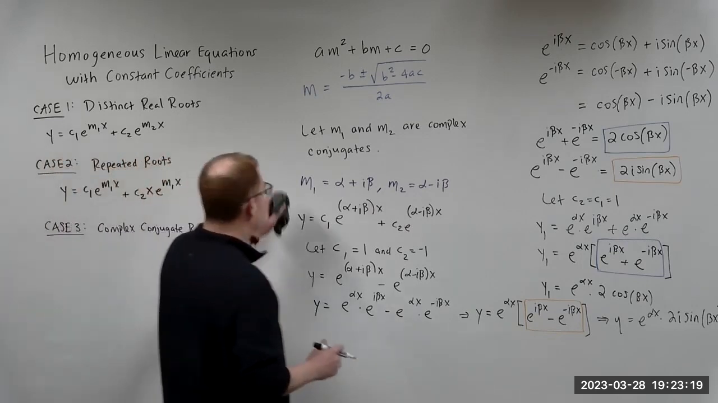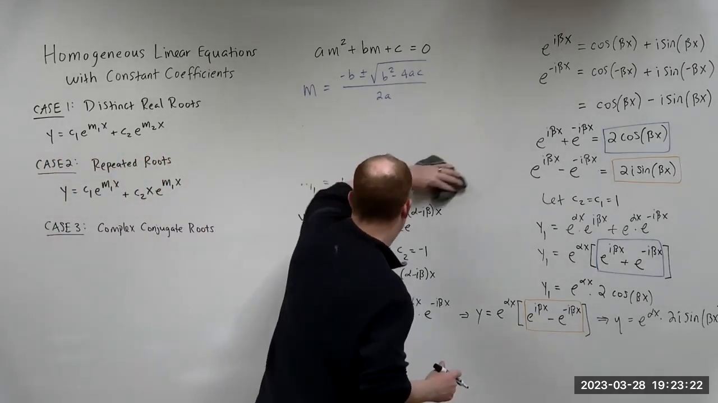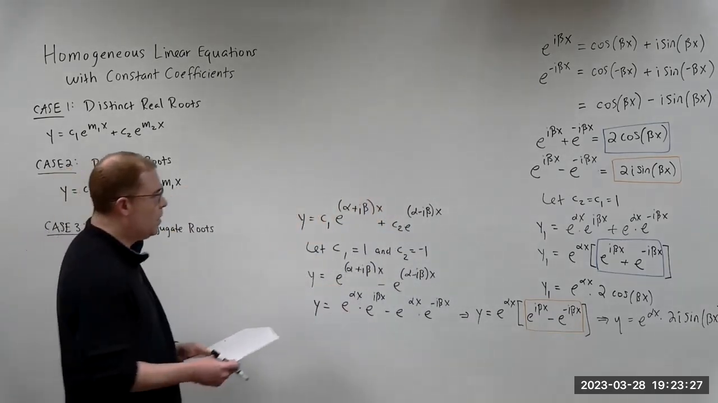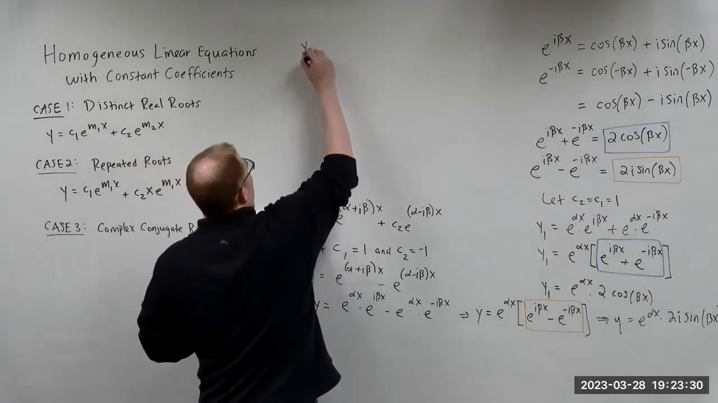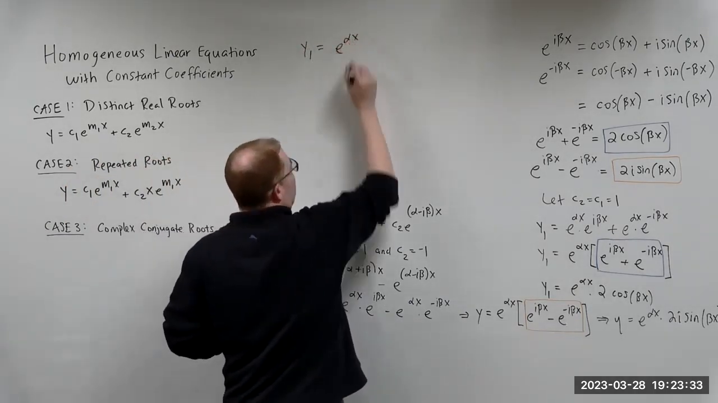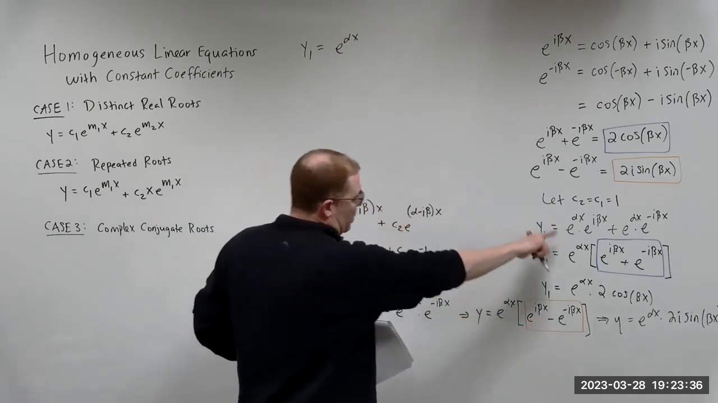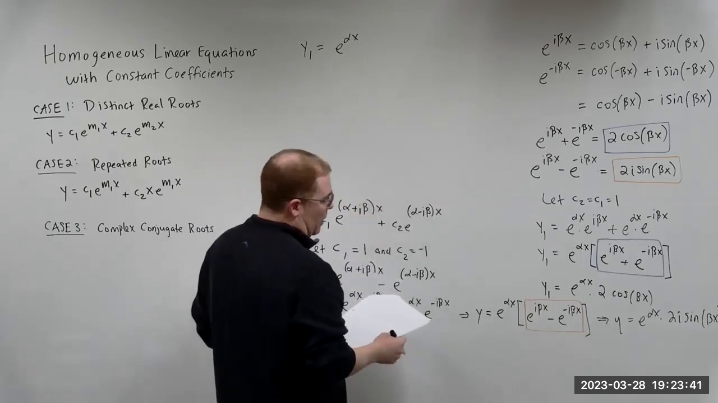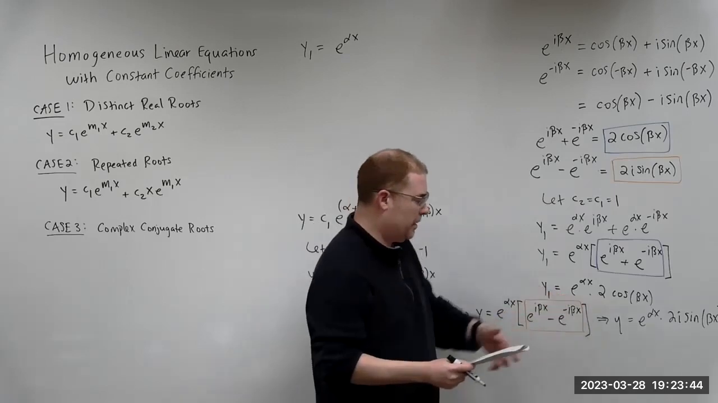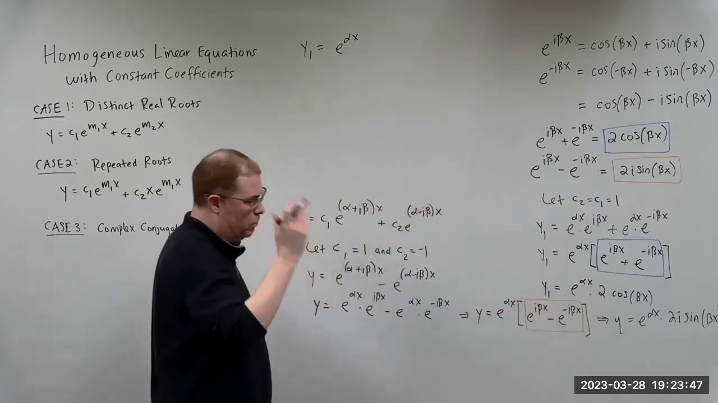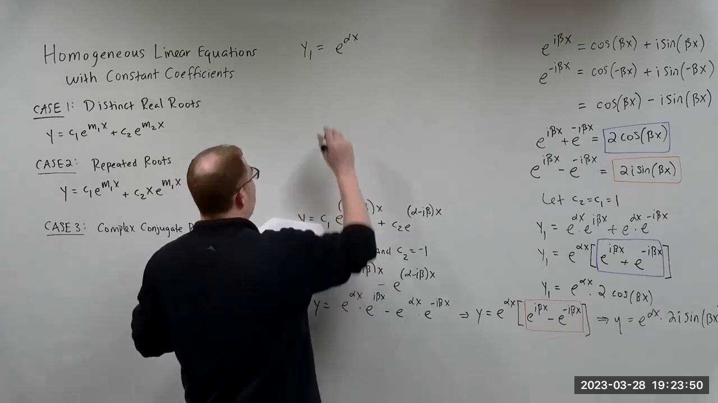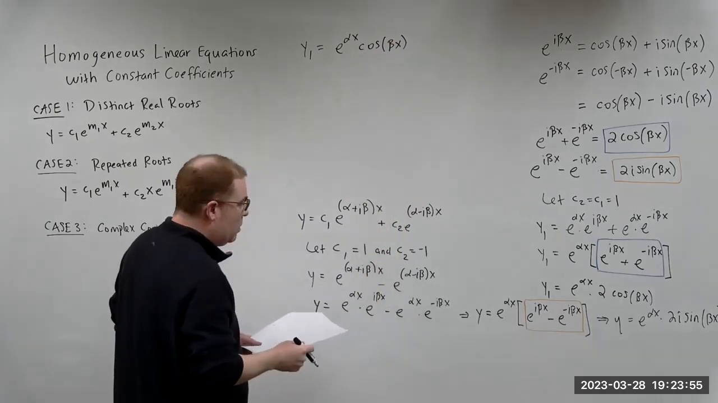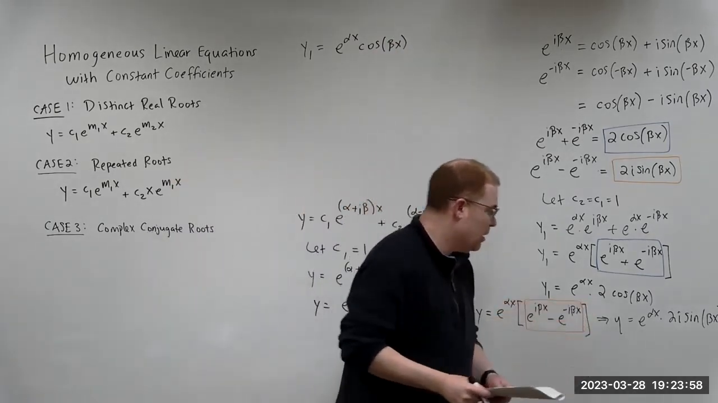Okay, so let's go back up here. This is what we found. We have y1, see, y1 was here. There it is. We don't need the 2 here, because we just want the basis form, the basis solution. And then y2, again, this is just a constant.